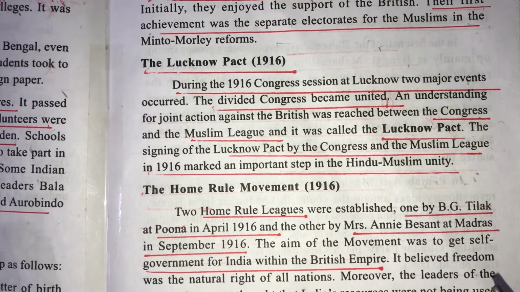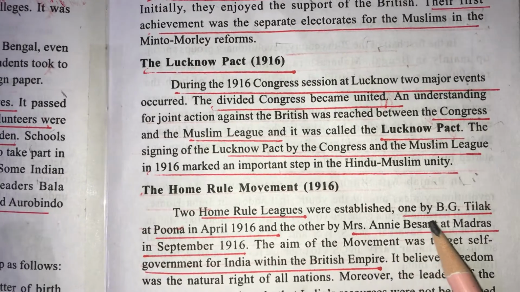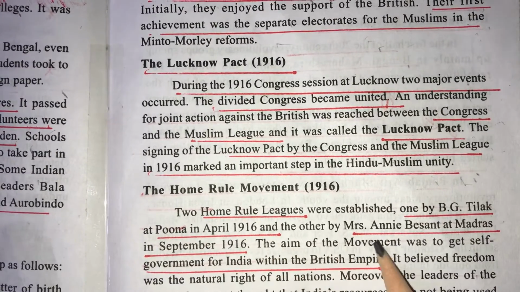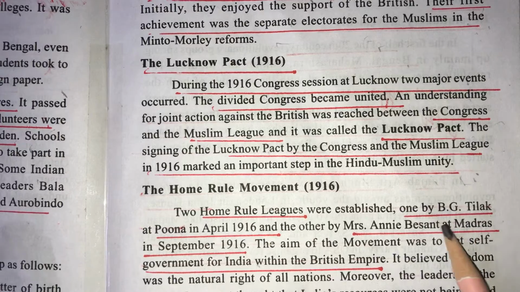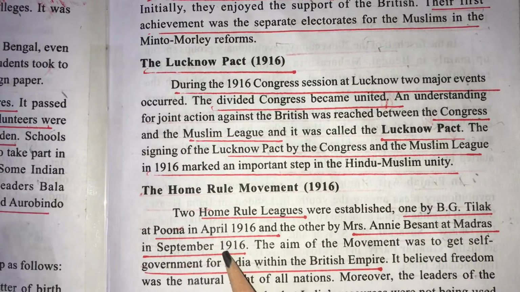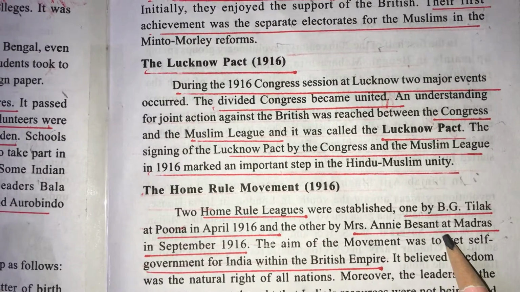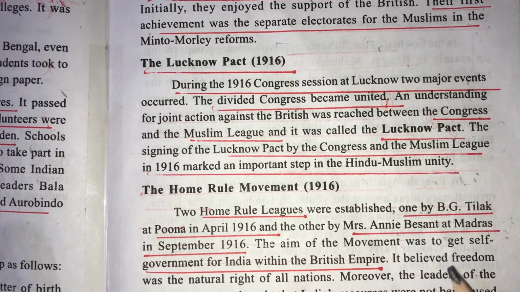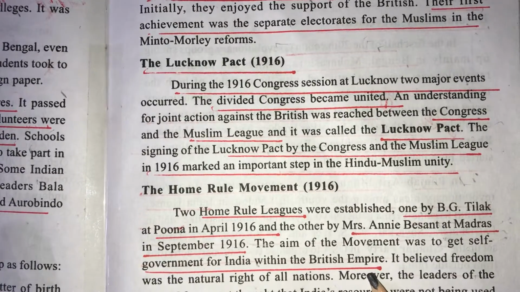Next one is the Home Rule Movement, 1916. Two Home Rule Leagues were established, one by B.G. Tilak at Pune in April 1916 and the other by Mrs. Annie Besant at Madras in September 1916. The aim of the Home Rule Movement was to get self-government for India within the British Empire.